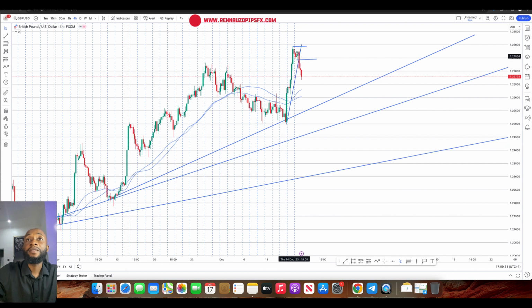Now I'm still seeing an uptrend here. Despite this move, I'm still seeing downtrend here, uptrend here on US side. So this GBP/USD might end up doing this.